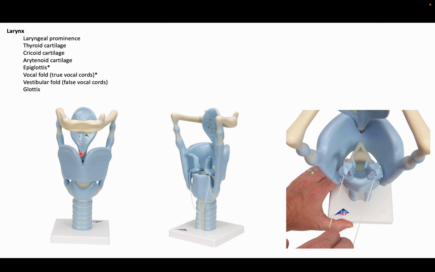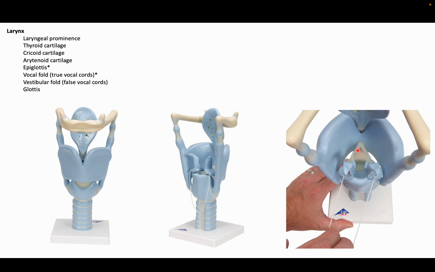This entire region right here is the thyroid cartilage. We have the cricoid cartilage right here that actually wraps all the way out to the back, as you can see. Then we have the arytenoid cartilage right here. The arytenoid cartilage is going to be attached to the vocal folds.